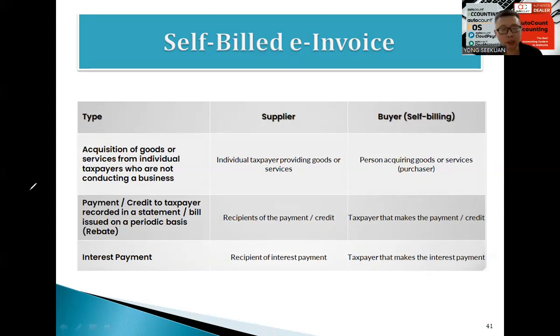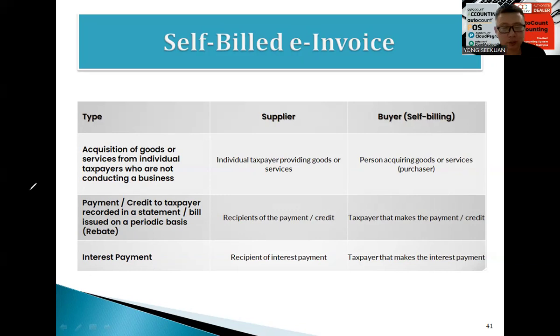So another example in the guideline is the tenant and the owner. Let's say you rent your office, apartment, hostel or shop from the owner, right? If the owner has a property management company, they issue an e-invoice, no problem. But let's say the owner is an individual and doesn't have any company. So you pay the rental to him, and then you need to self-bill to prove these rental expenses.